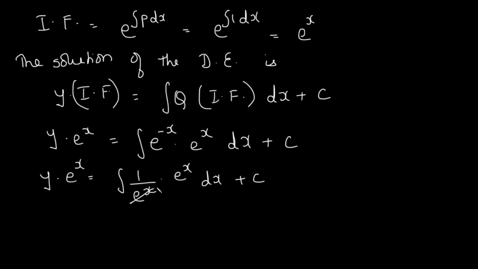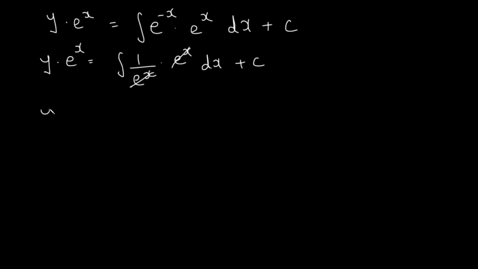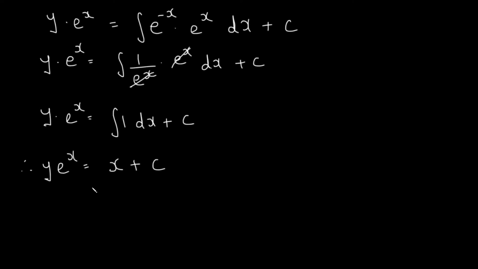e raised to x can be cancelled, and therefore we are getting y into e raised to x is equal to integral 1 dx plus c. And therefore y e raised to x is equal to, the integral of 1 becomes x. So x plus c. So thus this becomes our answer. Study this sum properly. Most of the steps are same for all the sums.